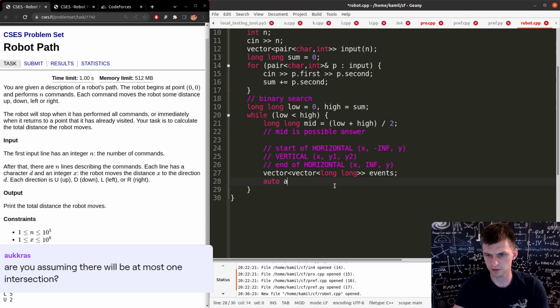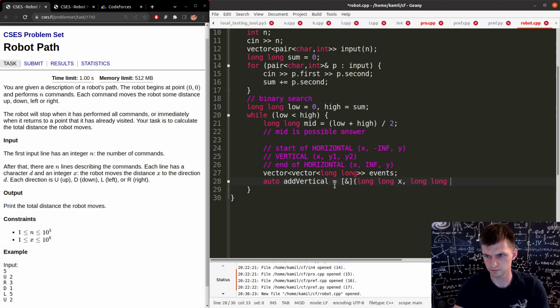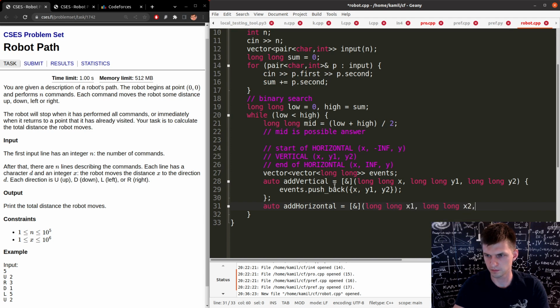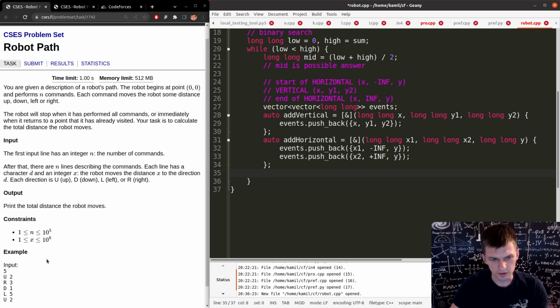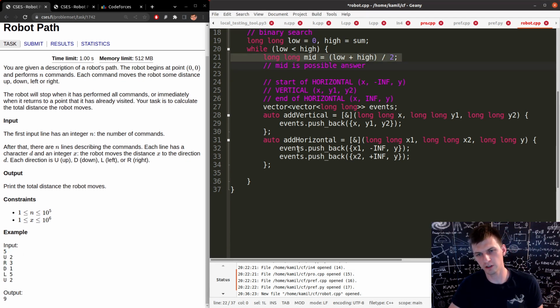Let me make some functions. At horizontal. This one is trickier because we have the start and the end. X minus x1, minus infinity, y. We have the helper functions. Now we need to go through the input, use this thing for the total length of a robot path. For everything.